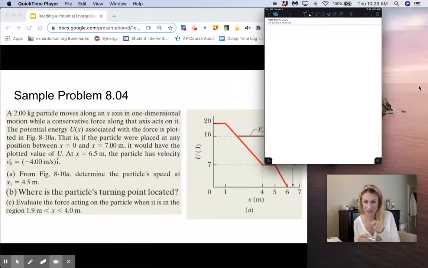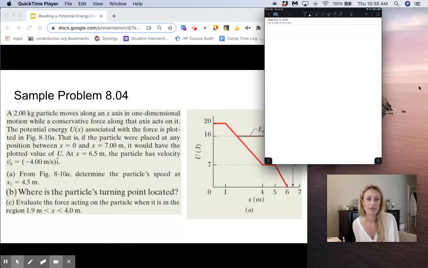The reason I'm covering up something is because we have to find that first. So I'm covering it up with my little screen, and then we'll make everything bigger so it's easier to see. That is, if the particle was replaced at any points between x equals 0 and x equals 7 meters, it would have the plotted value of U, which is the potential energy.